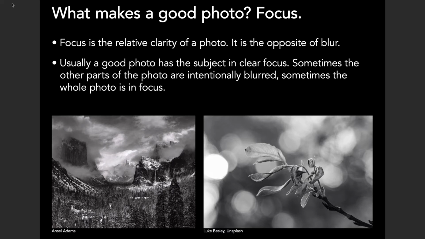Other times, the whole photo is in focus. So the photo on the left, the landscape is the subject, right? So you don't want any part of it blurry. And if you look at even those mountains in the back, you can see the details of the waterfall and the snow on the rocks. You can see the trees going into the background. The whole photo is in crisp focus.